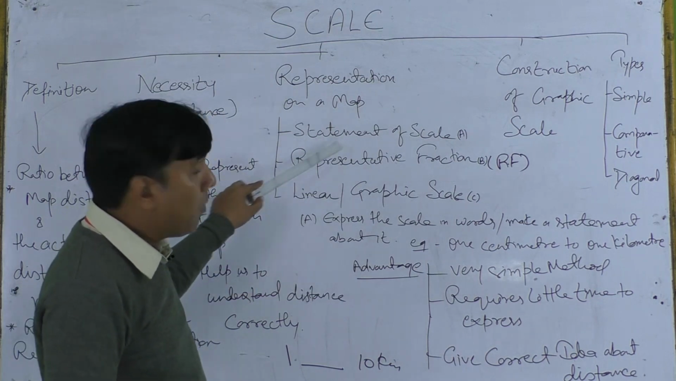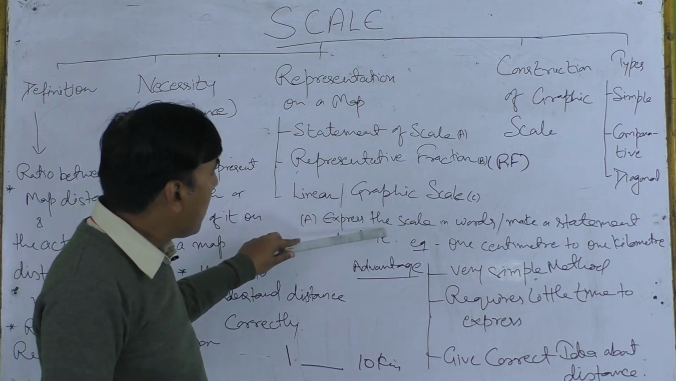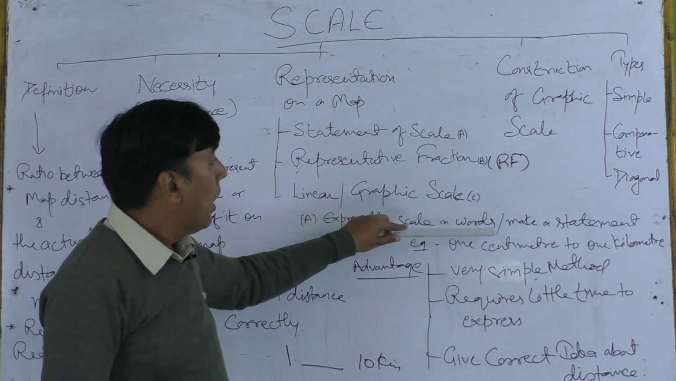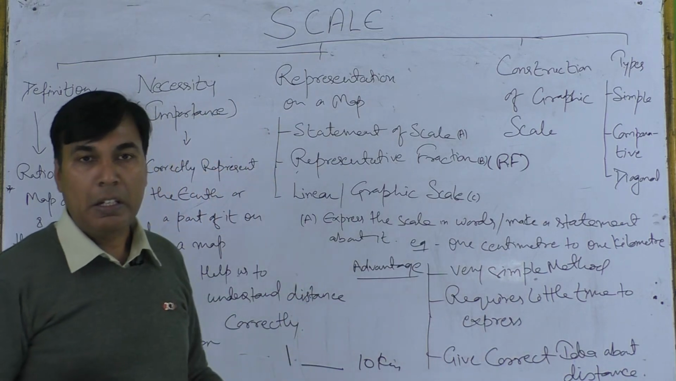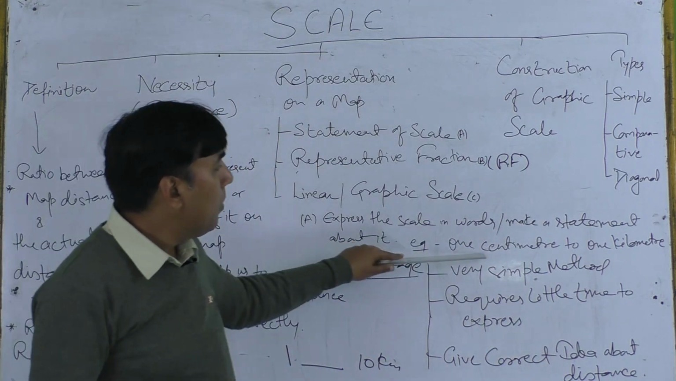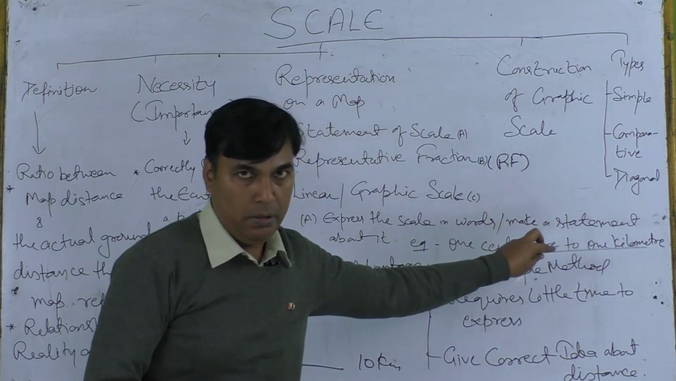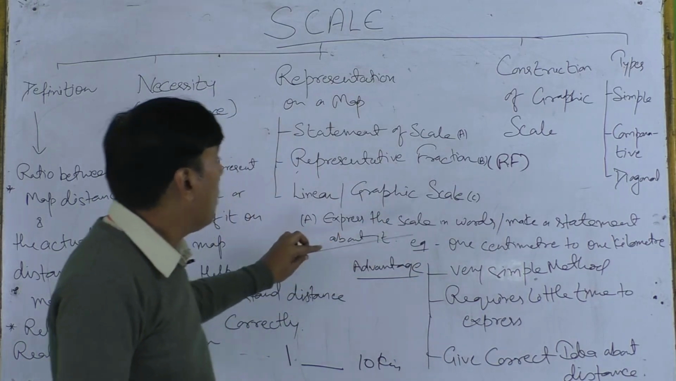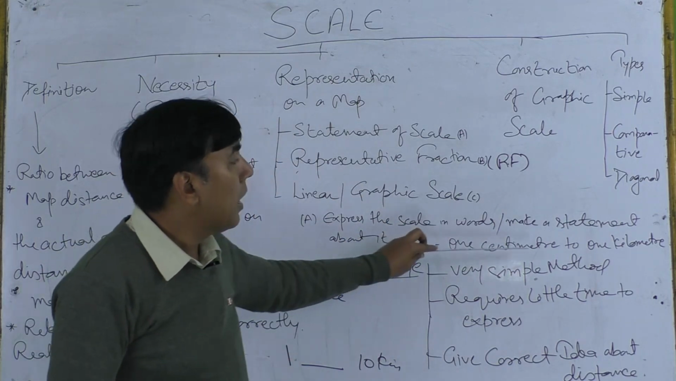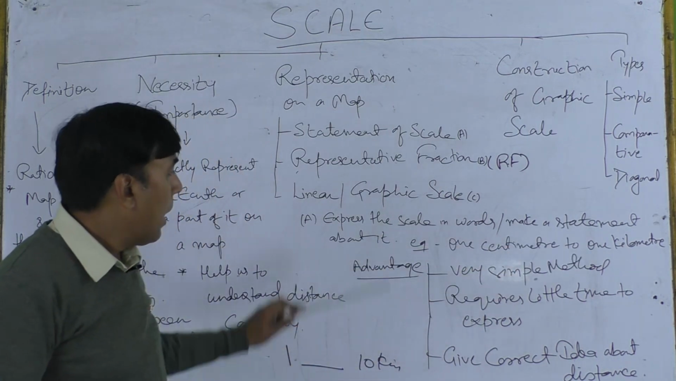In statement of a scale, it expresses the scale in words, or makes a statement about it. What does it mean? It means 1 centimeter to 1 kilometer. If we draw a 1 centimeter line, it will show 1 kilometer on a map.